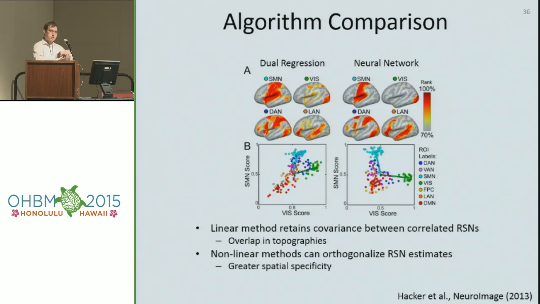So this means using these complex nonlinear decision boundaries, we've been able to make the degree to which something is an element of the motor network independent of the degree to which it's part of the visual network. And this results in greater spatial specificity. So this is not really part of the data. It's kind of an artificial thing we've introduced, but we do it to enhance the spatial specificity for the purposes of parcellation.